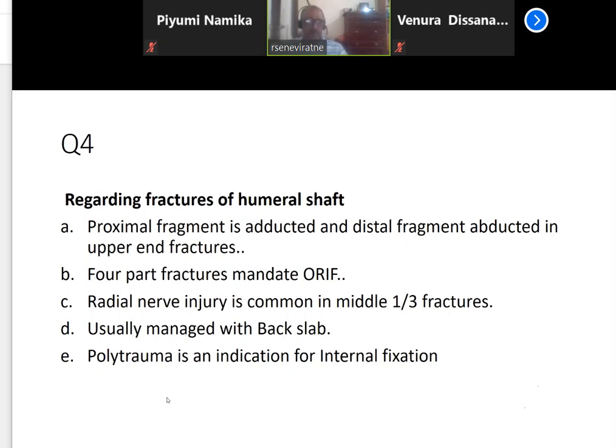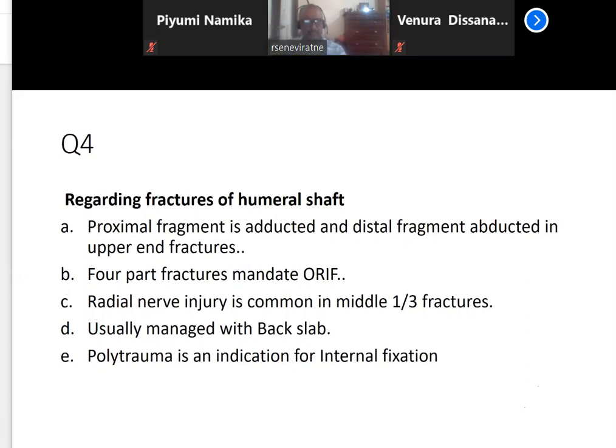So 4-part fractures mandate open reduction internal fixation. Yes, sir. So 4-part fractures require internal fixation anyway, right? Because that's too complicated. And sometimes when you have an associated fracture, if a fracture segment gets into the joint area, you may not be able to reduce because that might block the fracture.